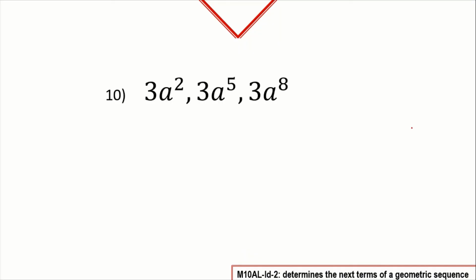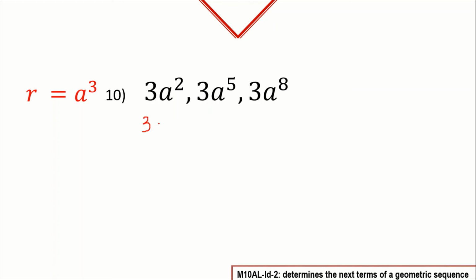Number 10, we have 3a squared, 3a raised to the 5th power, 3a raised to the 8th power. So, the common ratio is a cube. So, paano nakuha si a cube? So, makikita naman ang interval ng kanilang exponents ay 3. Kasi when we multiply, law of exponent natin, when we multiply two expressions with the same base, we simply add the exponents. O kaya, to check, second term divided by the first term.